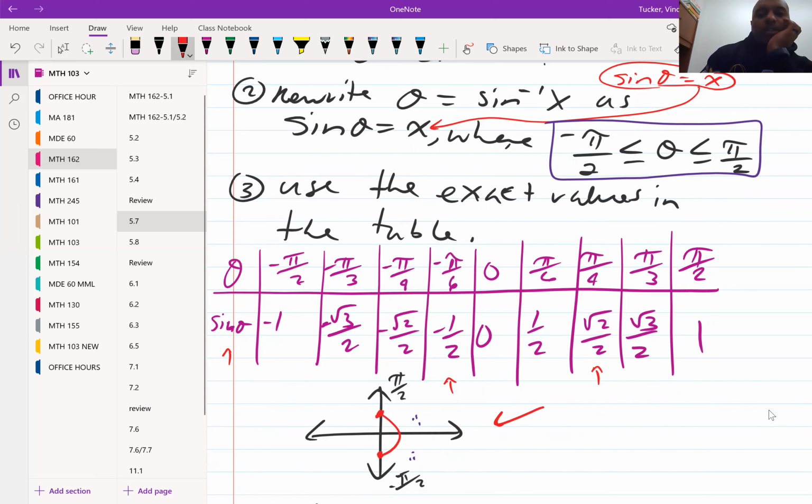And then here, this is just a diagram showing you where the range of domain actually exists for sine inverse. And that's just in the first and fourth quadrant. We're going from pi over 2 to negative pi over 2.